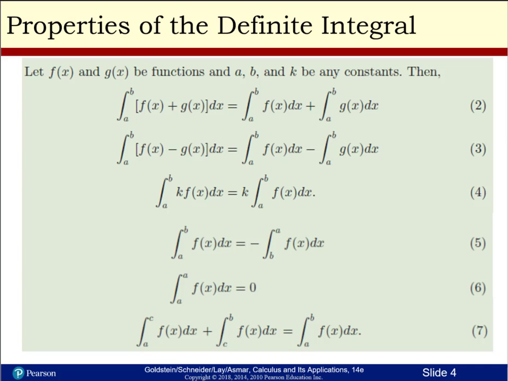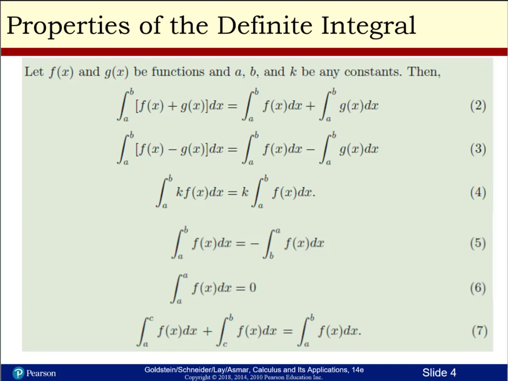So if we let f of x and g of x be functions, and a, b, and k be any constants, then if we have a sum of two functions, f and g, and we're evaluating the integral from a to b, we can just separate that integral and evaluate from a to b the integral of f of x dx and the integral from a to b of g of x dx. Same thing with subtraction. Same thing with the constant, you just pull that constant out.